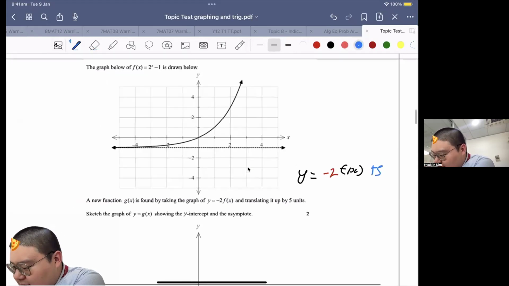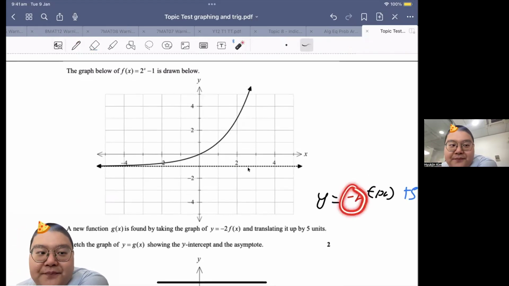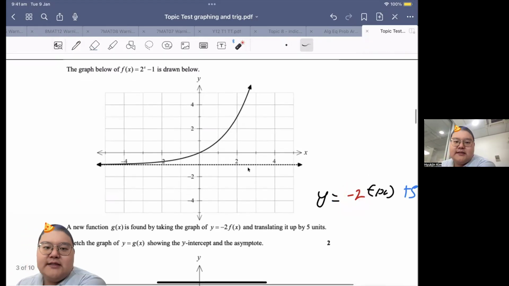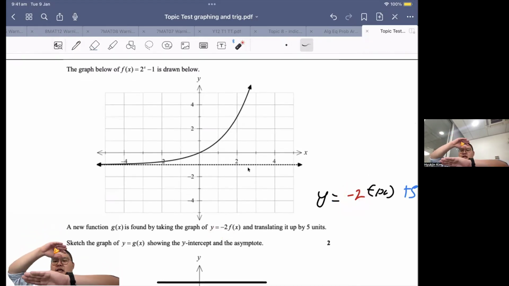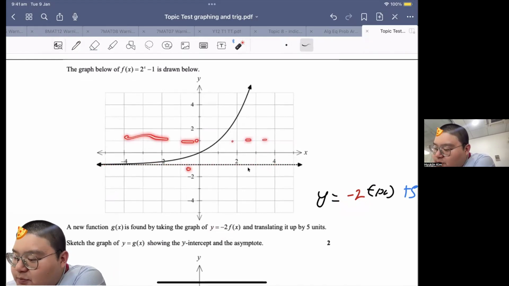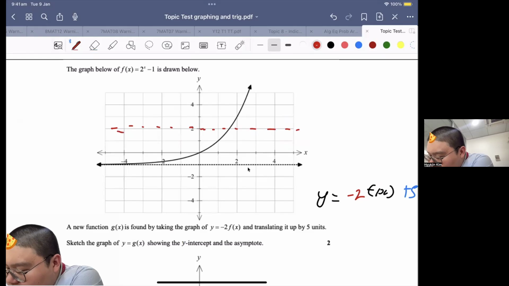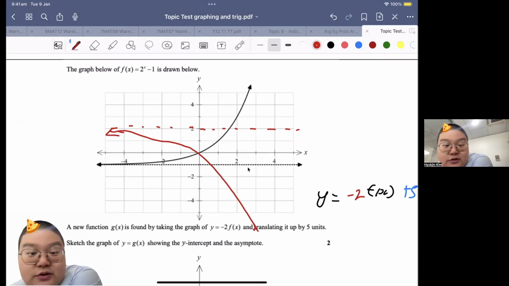So I just imagine this first, right? Ideally, they would have given you the same thing to draw. I'm going to do this vertical dilation first. I have negative 2. This means first, it flips, and then it gets twice as wide. So my horizontal asymptote, which used to be at y equals negative 1, is now at positive 1, and then it becomes double. And then it's something like this. It doesn't have to be beautifully to scale.